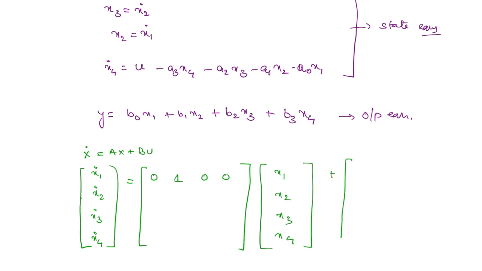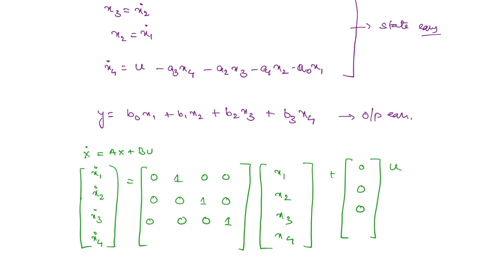And what about the input function? Will x1 dot depend on the input function? No. So it will be 0 for u. Now what about x2 dot? x2 dot is simply x3. So you're going to get 0, 0, 1 and 0, and here you're going to get 0. x3 dot is equal to x4, so you're going to get 0, 0, 0, 1 and here also 0.